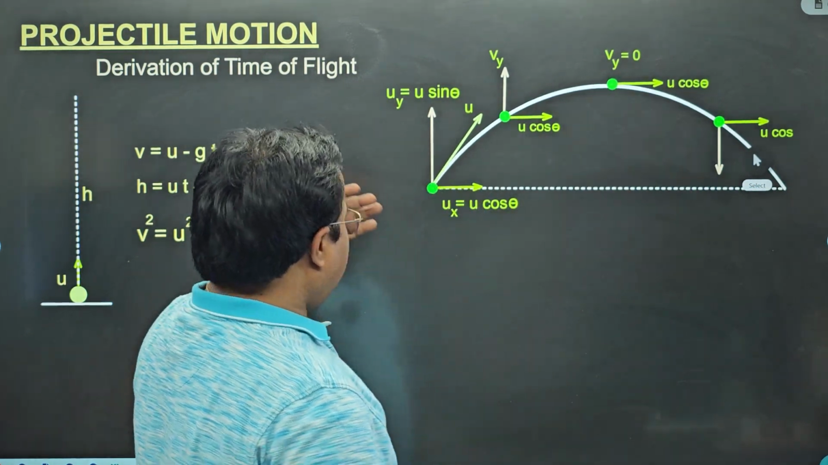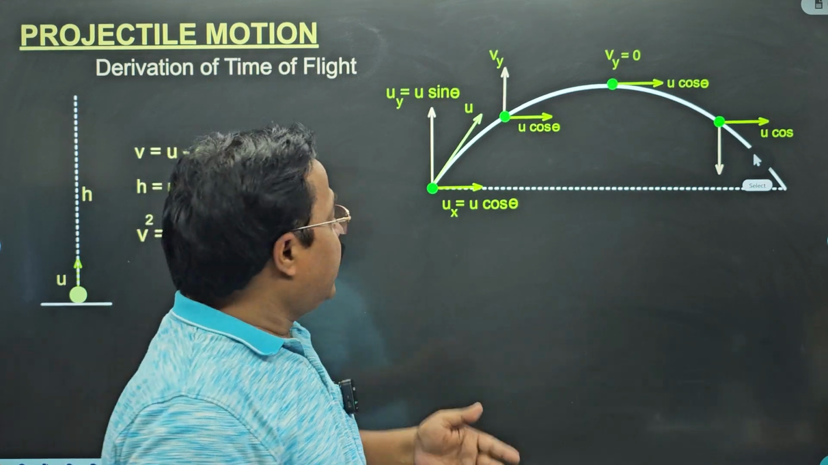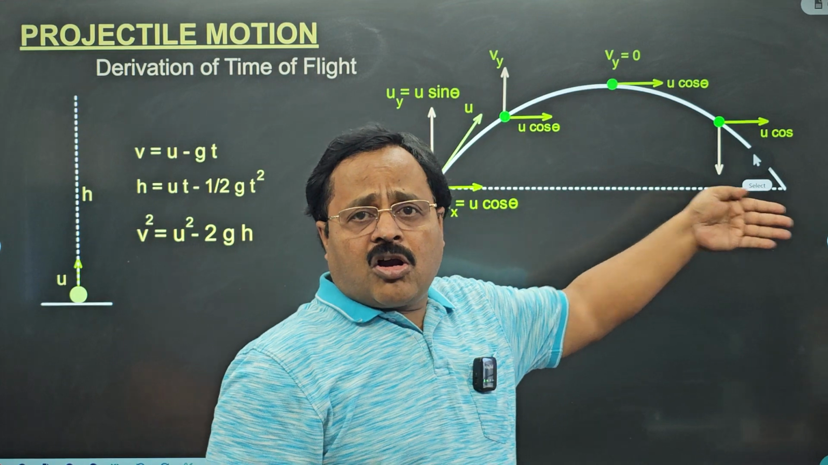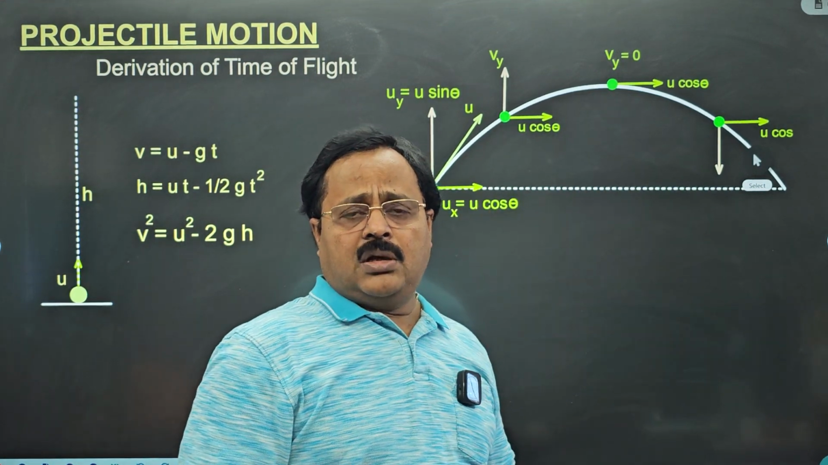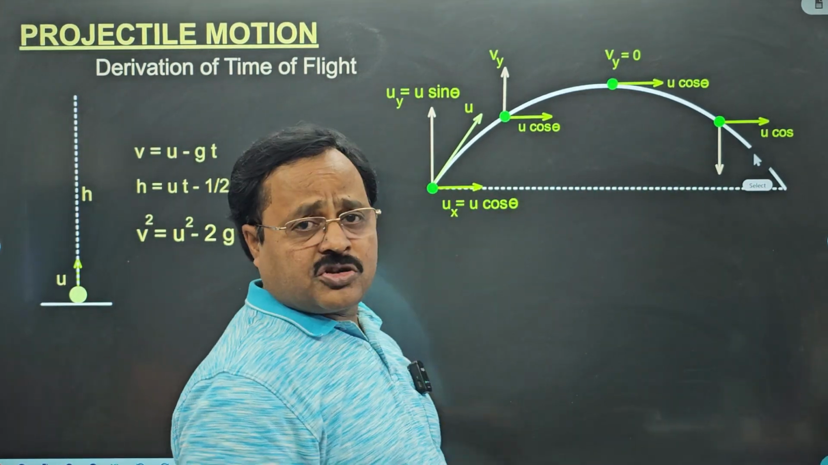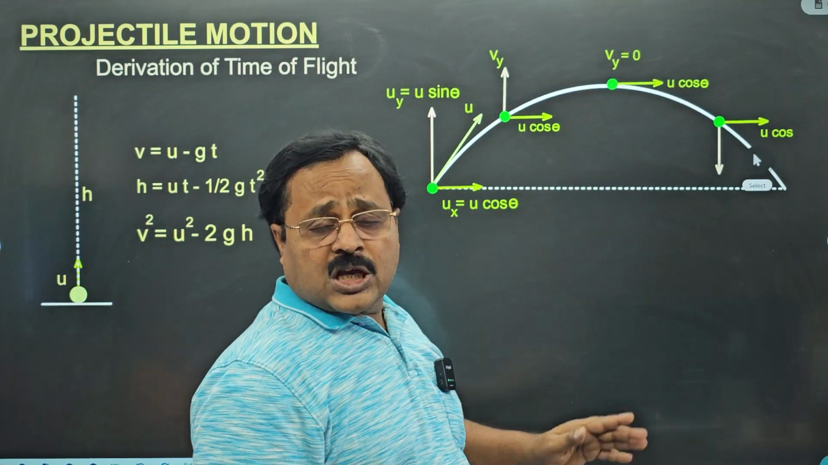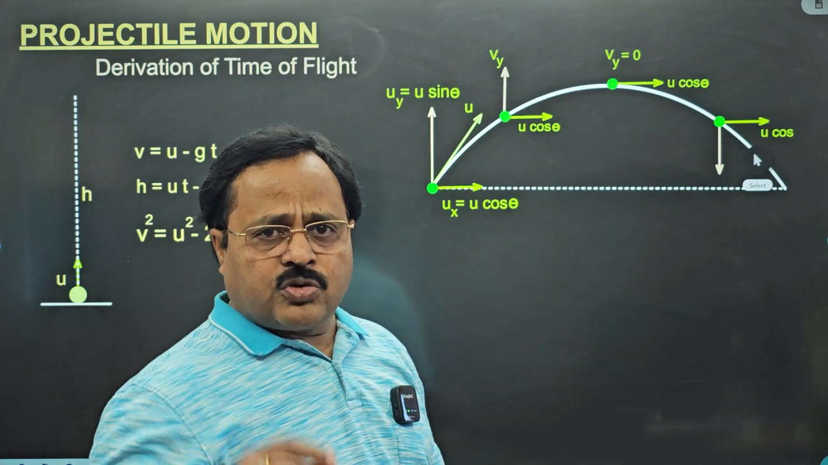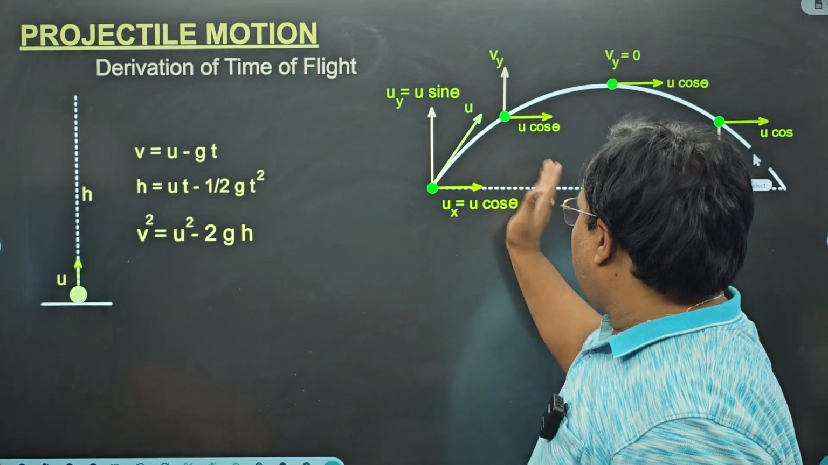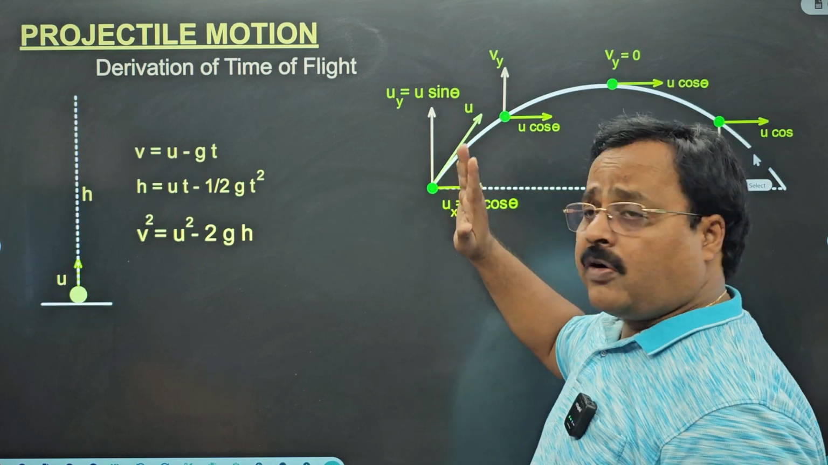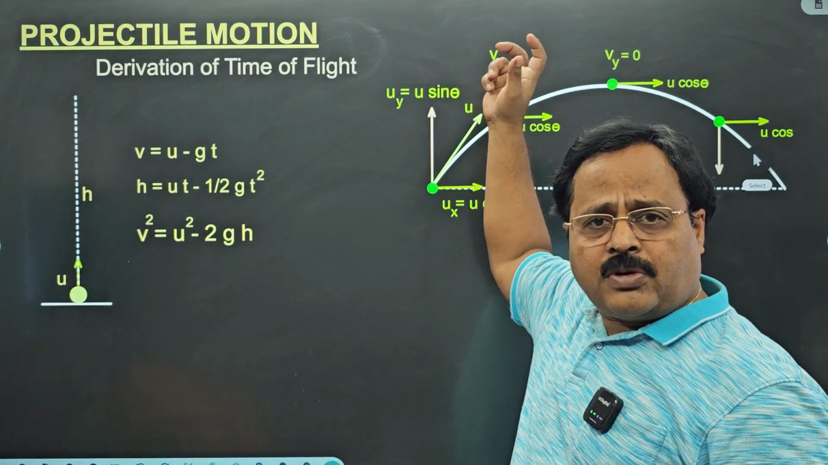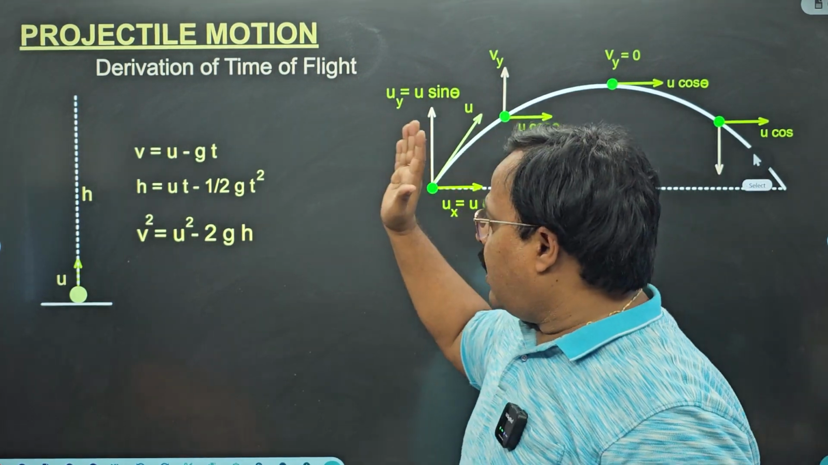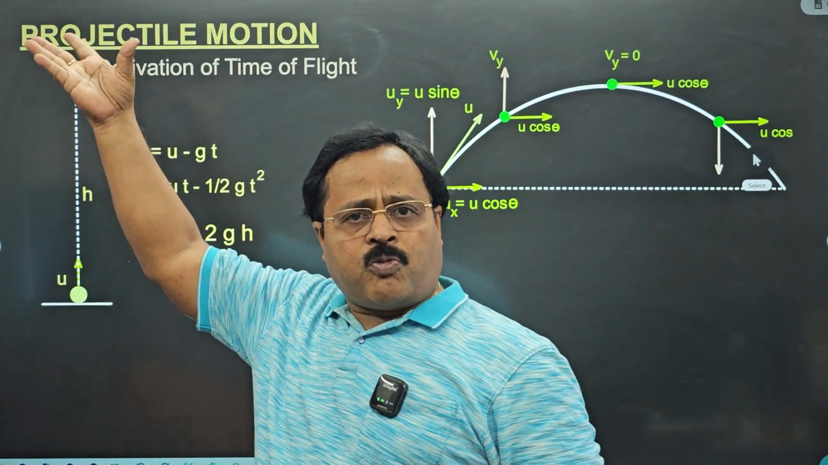Another thing you must know: for the horizontal motion of a projectile, the responsible factor is the horizontal velocity, and for vertical motion, the responsible factor is the vertical component of the velocity. Out of these, the vertical component of the velocity is directly coming under gravity. It will be similar to a body thrown vertically upward.